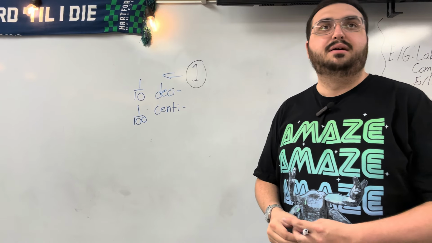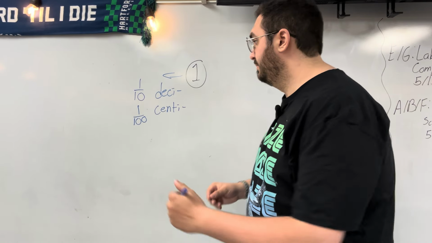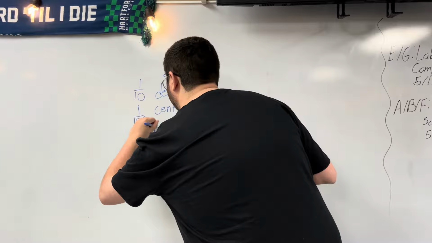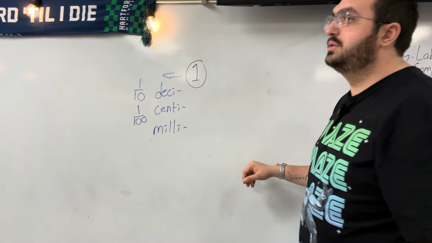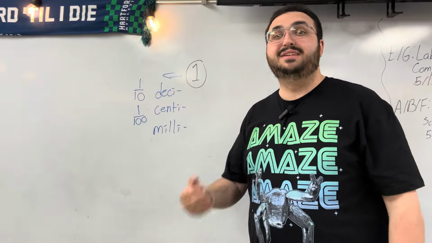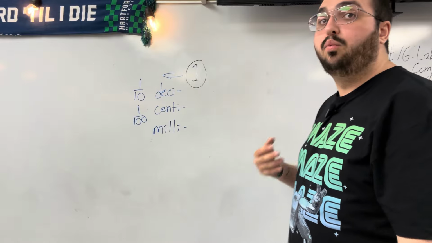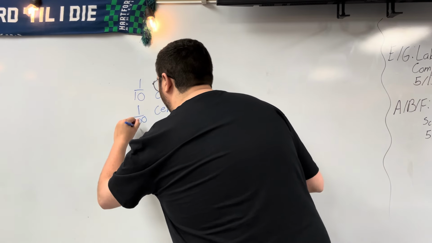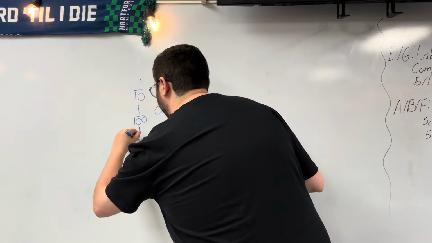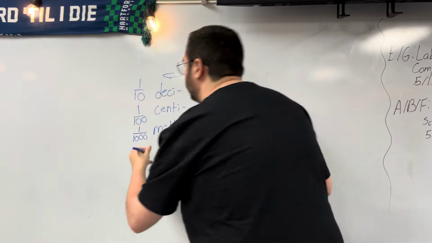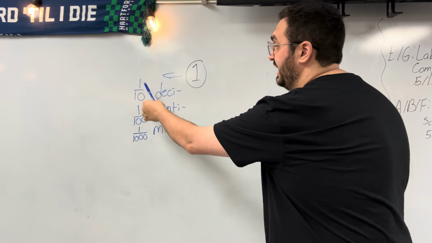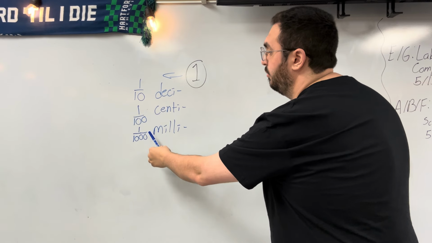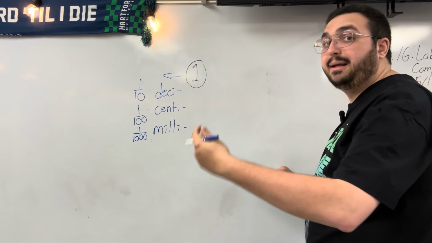After that, we have milli. Okay? M-I-L-L-I. And this is one of our most commonly used ones in things like physics or chemistry. This is 1/1000th. So 1 over 1,000. Okay, again, notice all we're doing, we're just adding another 0 as we go down. We start off with 1 over 10, then 1 over 100, then 1 over 1,000, and we're going to keep on going that way.